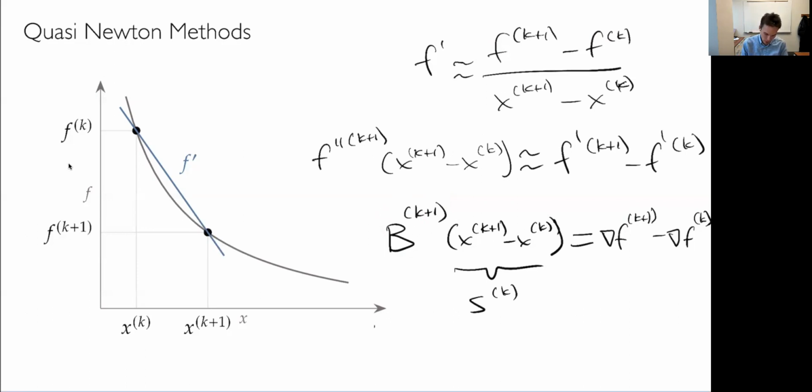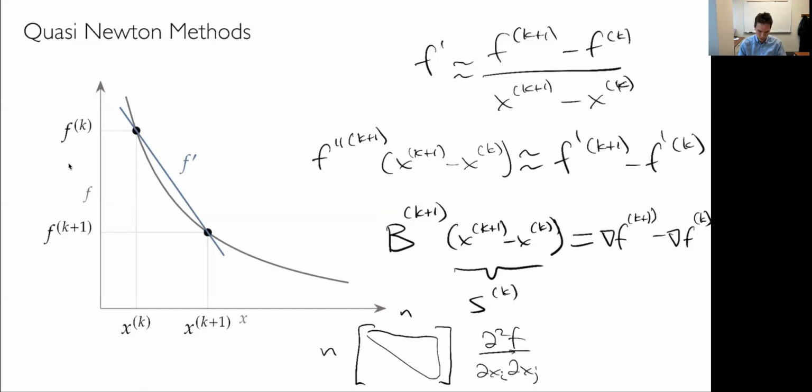Remember that my Hessian is a matrix, and it's going to be of size n by n. It's a square matrix because it contains my second derivatives with respect to xi, xj. But it's symmetric, so I don't need to estimate all n squared, just, let's say, the upper triangular part. So that's n times (n+1) over 2 unknowns that I need to estimate. Now, how many equations do I have?